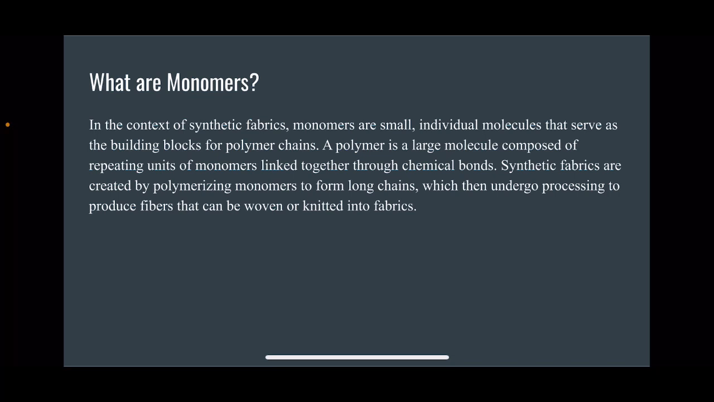So then I have to look into what exactly these monomers are. They're basically just small individual molecules that serve as the building blocks for polymer chains. And a polymer is a large molecule composed of these monomers. These synthetic fabrics are created by polymerizing monomers to form long chains, which then undergo processes to produce fibers that can be woven or knitted into fabrics.